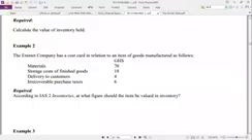Example 2, Emmet Company. The Emmet Company has a cost card in relation to an item of goods manufactured as follows. Material 70, storage cost of finished goods 18, delivery to customers 4, irrecoverable purchase taxes 6. According to IAS 2, at what figure should the item be valued in inventory? What's the value of this inventory? Start work. Good.